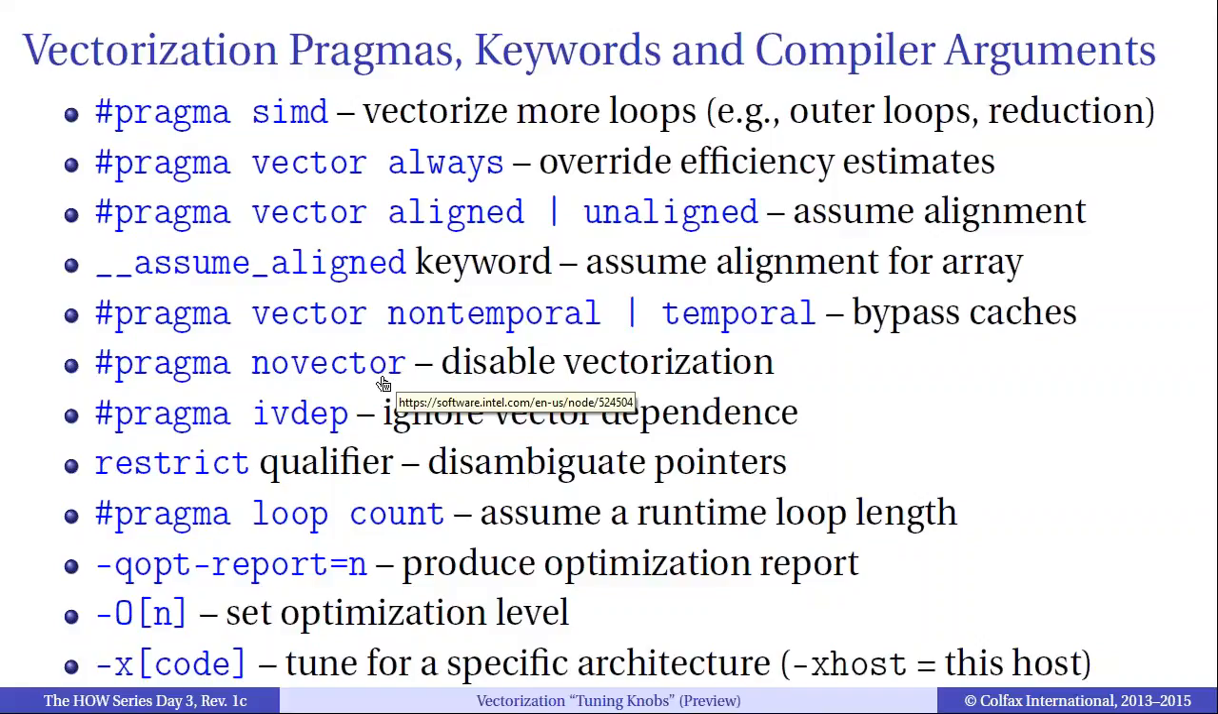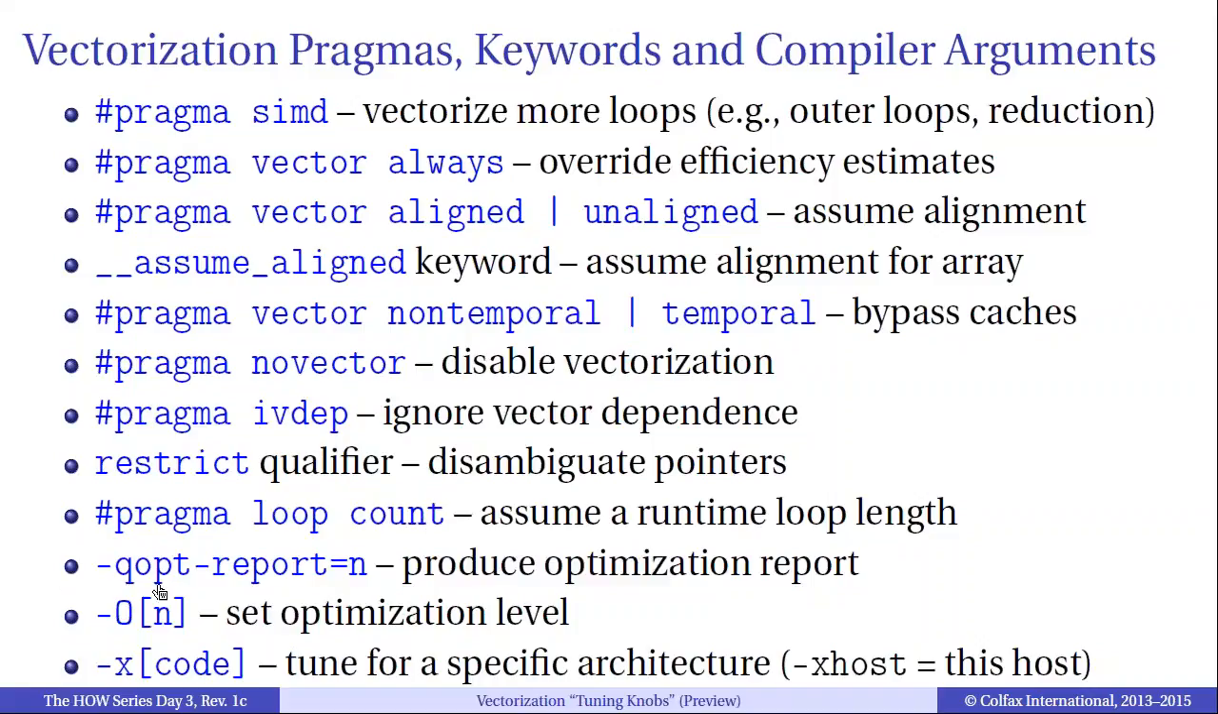Pragma novector tells the compiler that you don't want to vectorize this loop. Pragma ivdep tells the compiler that pointers are not aliased in the entire loop, and it is safe to ignore any assumed vector dependencies. The restrict qualifier achieves a similar result. Pragma loop count tells the compiler that you want to vectorize this loop, and at runtime you expect on average, or at least, or at most, this many iterations in the loop. It allows the compiler to choose an optimal optimization strategy.